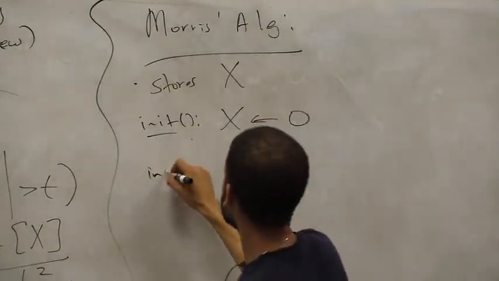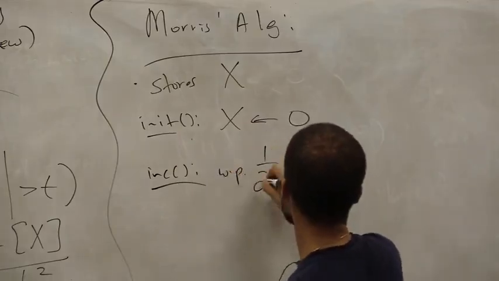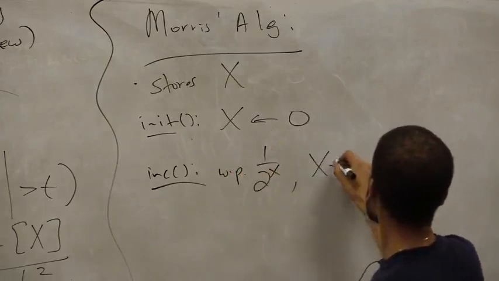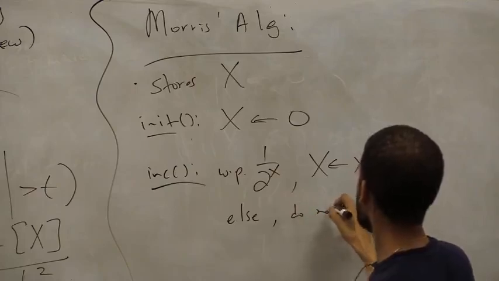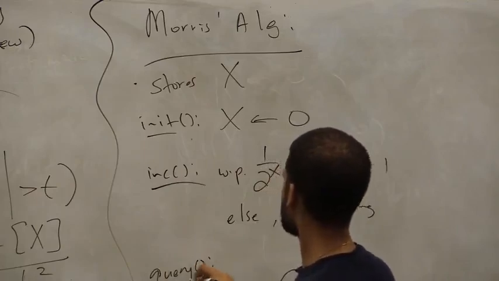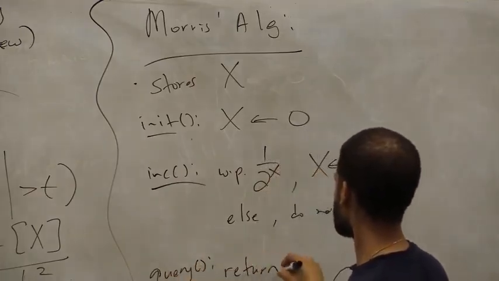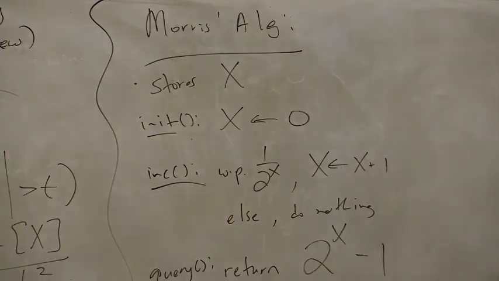When I do increment, I do the following. With probability 1 over 2 to the x, x gets set to x plus 1. Otherwise, do nothing. Don't change x at all. And when I say query, I'm going to return 2 to the x minus 1. This is Morris's algorithm. And now let's analyze it.